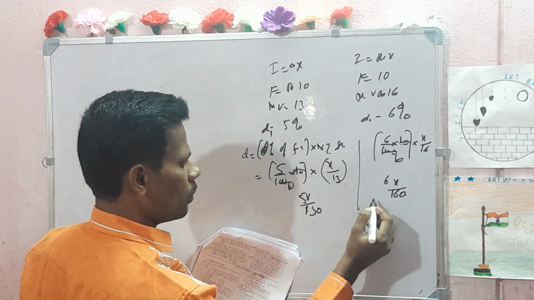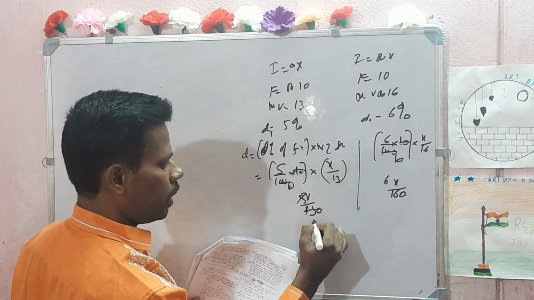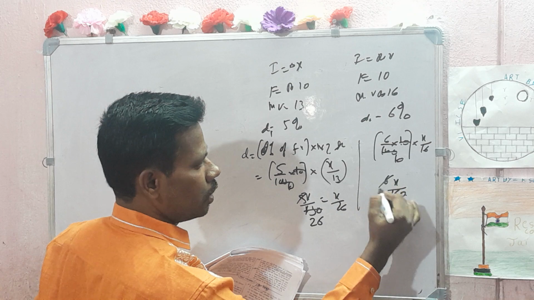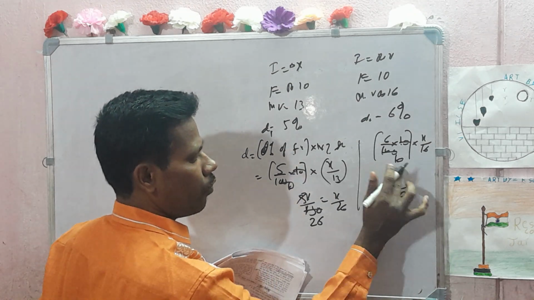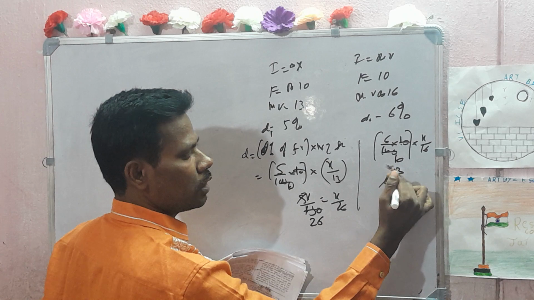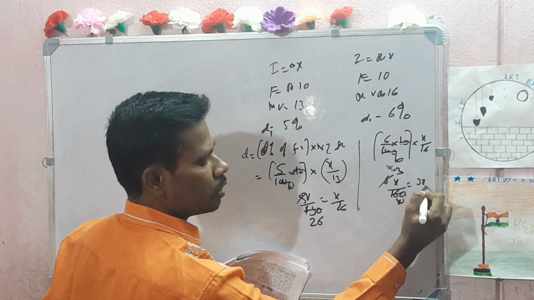So you can cancel it. 5 2s are 10, 5 6s are 30. x by 26. This is 3 2s are 6, 2 8s are 16. 3x by 80.